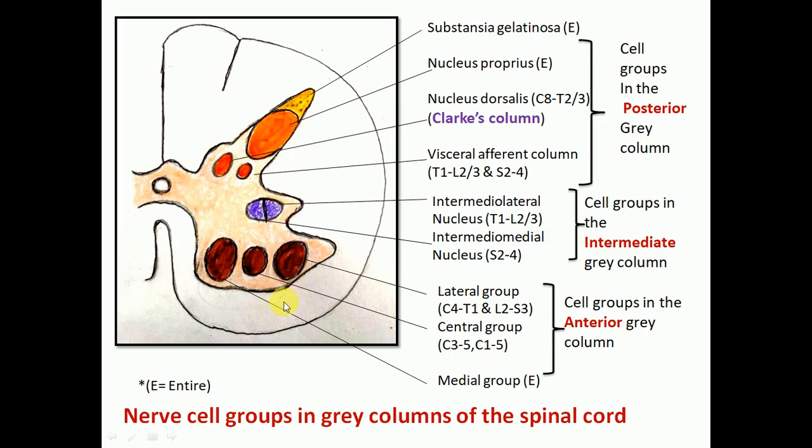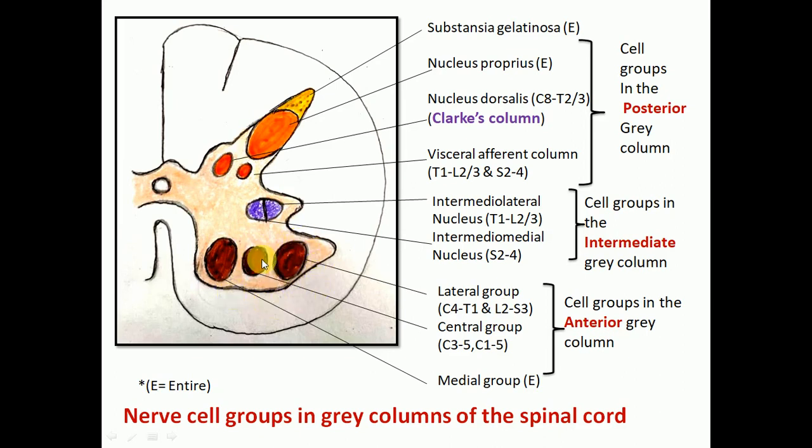In the anterior grey column, the medial-most group, marked here as E for entire, means the medial group of nuclei is present throughout the length of the spinal cord, and it supplies the trunk as well as neck muscles. Then the lateral group is present between C4 to T1 and L2 to S3, that is, from the brachial plexus and lumbosacral plexus. In short, they innervate the muscles of both extremities, upper limb as well as lower limb.